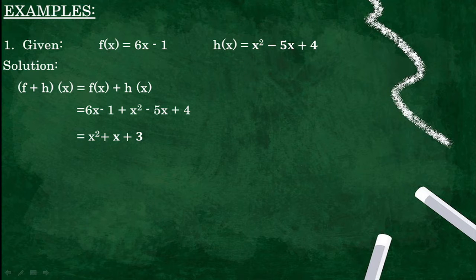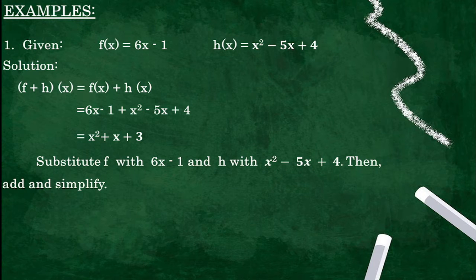Given number 1, f(x) = 6x - 1 and h(x) = x² - 5x + 4. Now we substitute f with 6x - 1 and h with x² - 5x + 4, and then we add and simplify. So the final answer is x² + x + 3.